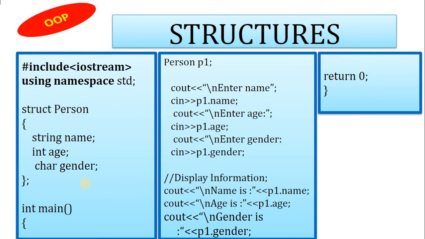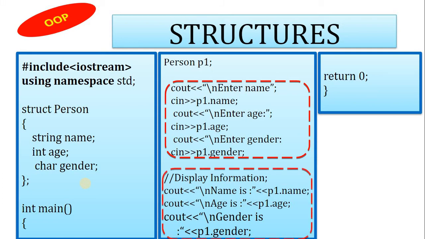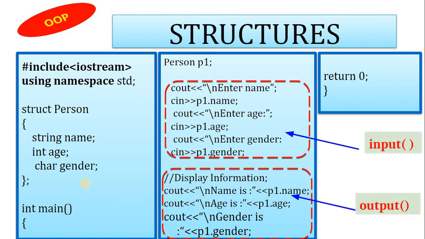Now if you see the two parts in this structure, in the first block we are taking the name, age and gender from the user, and in the second part we are displaying the name, age and gender. So we are actually doing two tasks, one is the input task and the second is the output task. So we can convert this into functions, an input function and an output function.